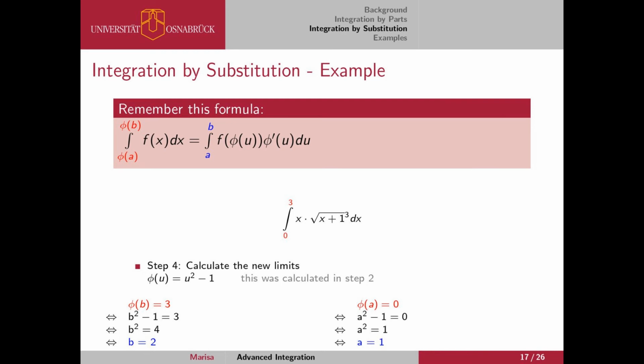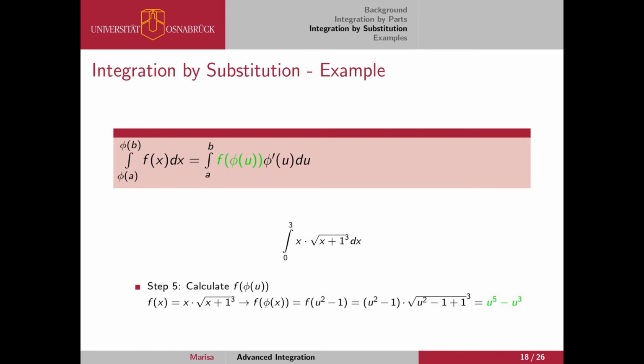So to sum step 4 up again, we wanted to calculate the new limits. We can do this with the help of the function phi of u that we previously calculated and with the help of the initial limits which were given in the task. All we do here is plugging the old limits into phi of u and then solving it for a and b. Now there's only one step left before the final integration part.